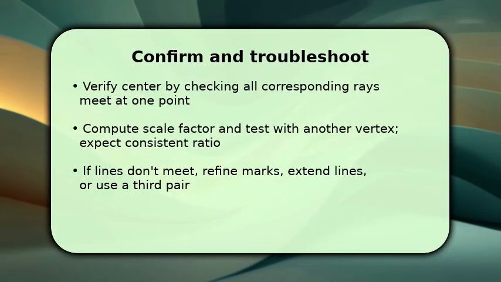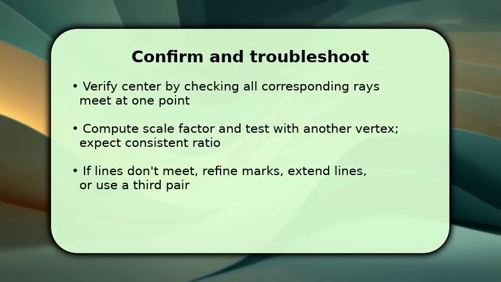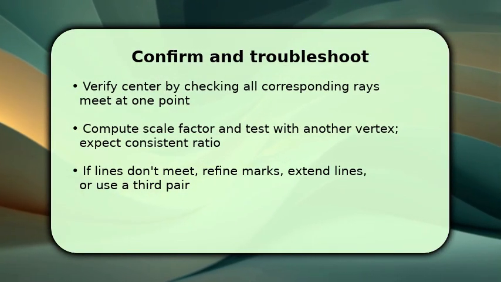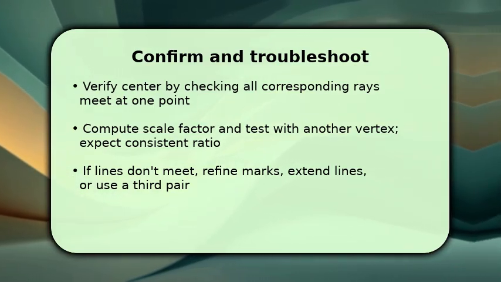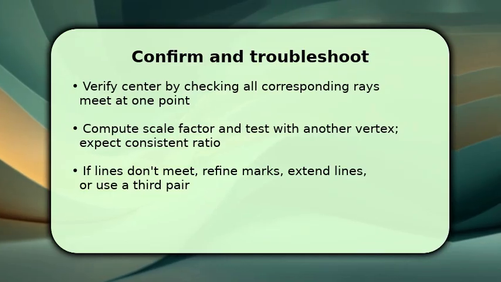Finalize by confirming every corresponding vertex line passes through the same point and compute the scale factor for assurance. Once done, label the intersection as the center of enlargement and record the scale factor.